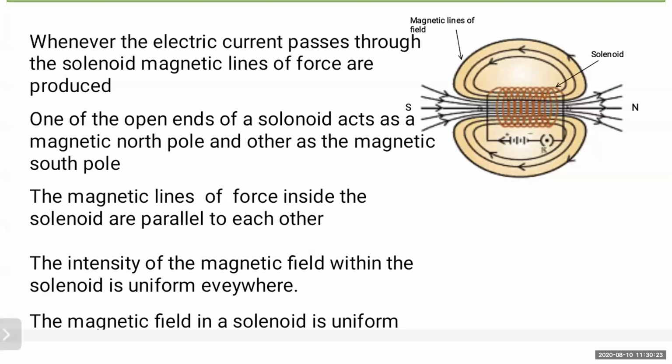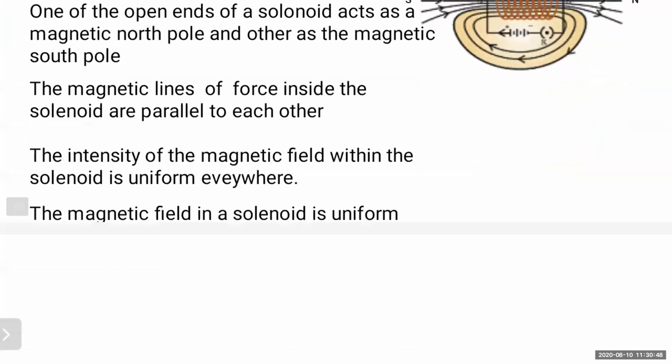When the direction of the current is clockwise, that is the south pole, and when the direction of the current is anti-clockwise, that is nothing but the north pole.